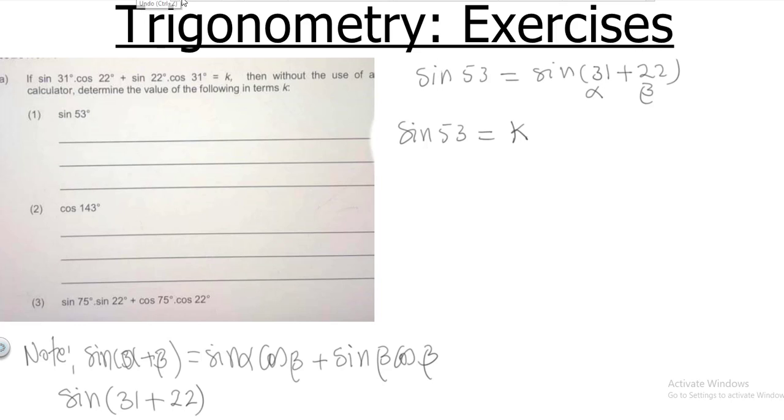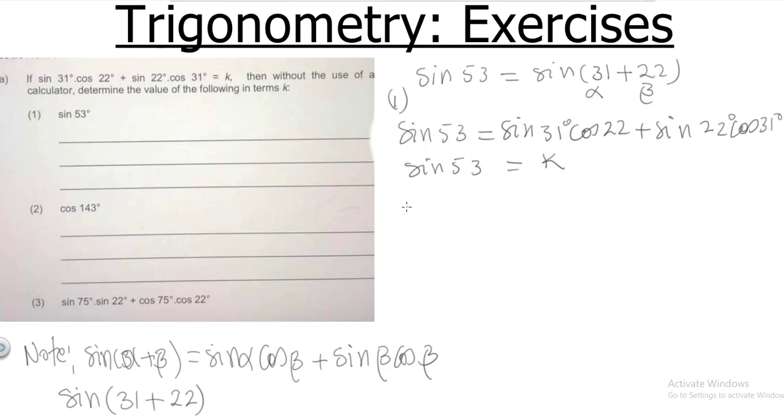Or you use just the formula. This will give you sin 31 cos 22 plus sin 22 cos 31 degrees. Now look here, sin 31 cos 22 plus sin 22 cos 31 equals k. Therefore, sin 53 replaces all this, which is k. So that is the first question.